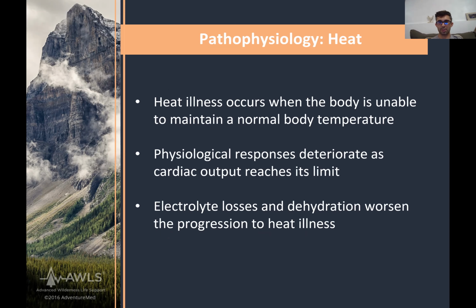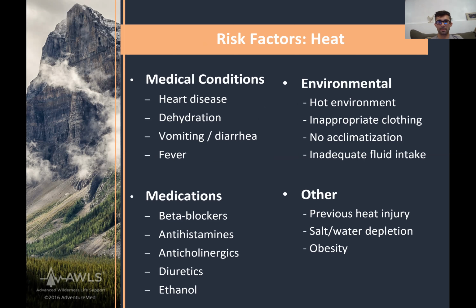Heat illness occurs when the body loses its ability to appropriately dissipate heat. Physiologic responses deteriorate as the cardiac output reaches its limit and is unable to increase the flow to the skin, allowing dissipation to occur. You also get worsening electrolyte losses and dehydration, worsening the heat illness as your sweating significantly increases.